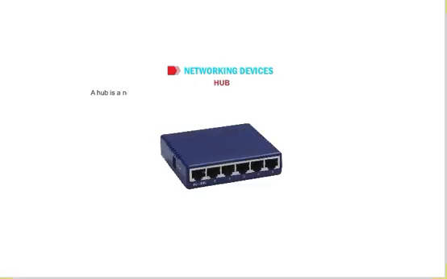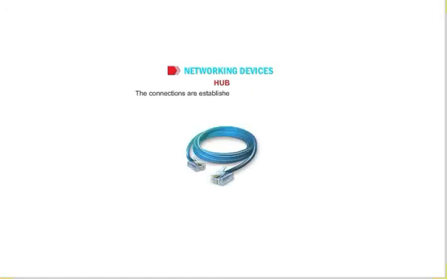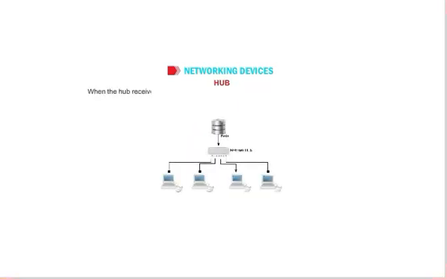Second is the hub. A hub is a networking device that is used to connect multiple computers and computing devices directly to the network by using cables. Each connection is called a port. The connections are established using a fiber optic cable. When the hub receives data at one of its ports, it distributes the data to the other ports in a network. Typically, a hub sends all the data it receives to all the connected ports.